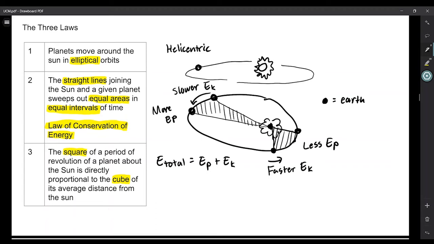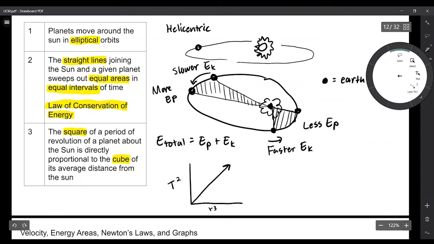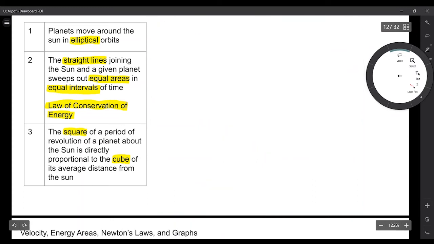That becomes really handy when you are faced with a graph. Physics 1 loves to throw graphs at you, so know your graphs. If we have r cubed versus t squared, and they're directly proportional, that means we just have a linear line. Perfect. I do want to talk about the forces here and how the different tangential velocities affect the rotation of the planet. Similar to how we did some Hot Wheels up there.